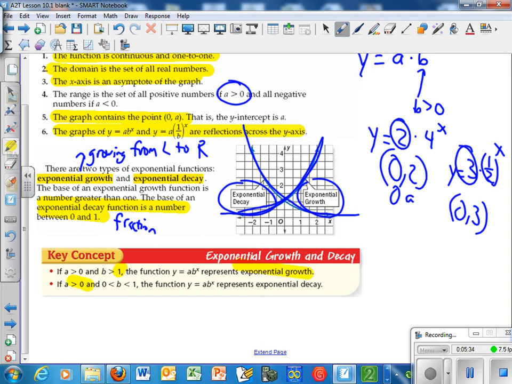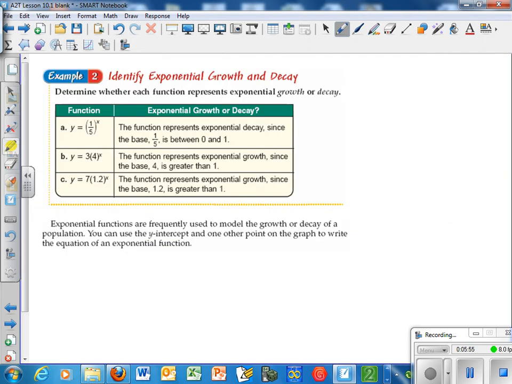If a is bigger than 0, so it's a positive out in front. So a is a positive in the general form for an exponential function. Or I'm sorry, if a is positive but the base is between 0 and 1, so this tells me a fraction or decimal between 0 and 1, it's going to be exponential decay. So let's look at some examples of that.